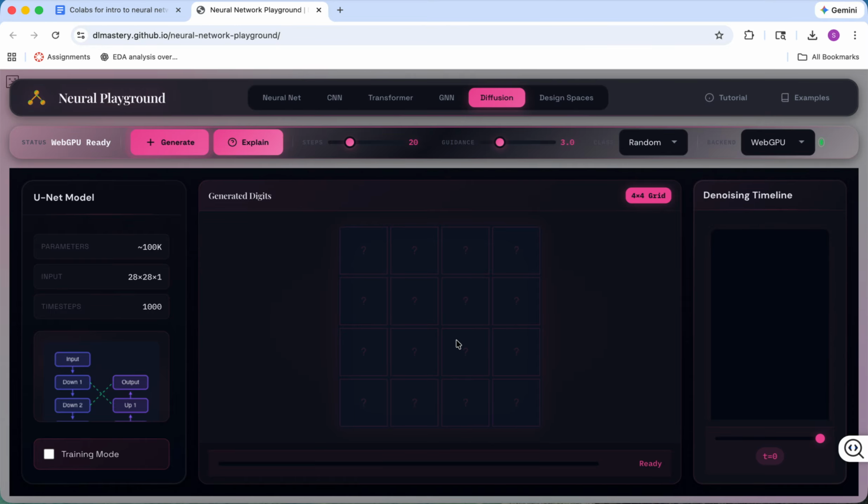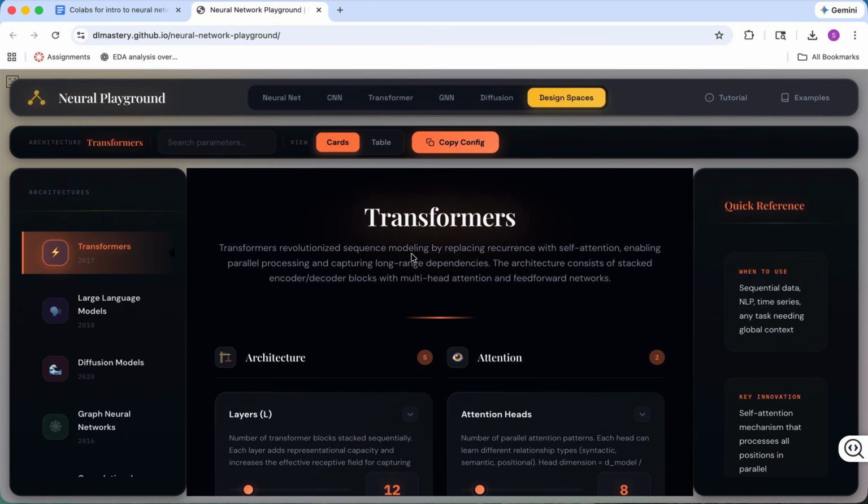Then we have the diffusion section, which is more advanced and related to image generation models. This section explains the idea of gradually adding noise and then learning how to remove that noise to generate meaningful output. So, in simple words, this part shows how diffusion models can generate images step by step. It is useful because diffusion models are a major part of modern generative AI, and this website makes the concept easier to understand visually.